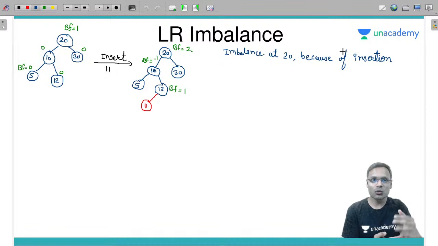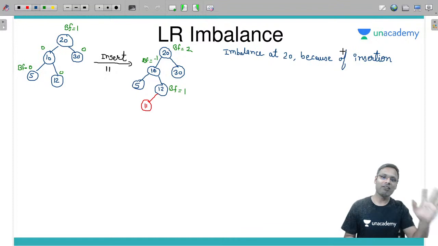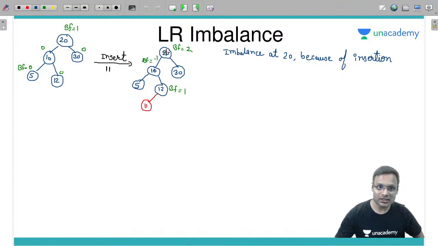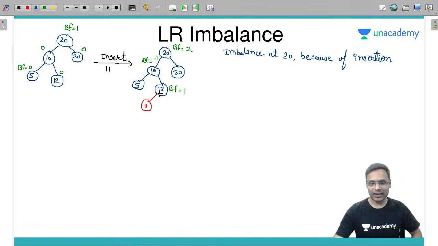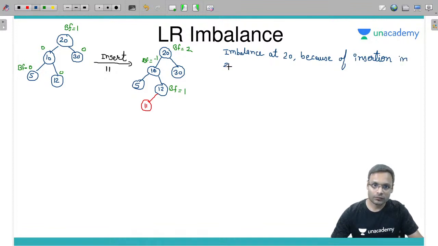Tell me the direction of where you inserted the new node, from where the imbalance came. So here is the imbalance. Why the imbalance? Because from 20 we have inserted a node in the left and then its right subtree. So the imbalance at 20 is because of insertion in 20's left and then its right subtree.